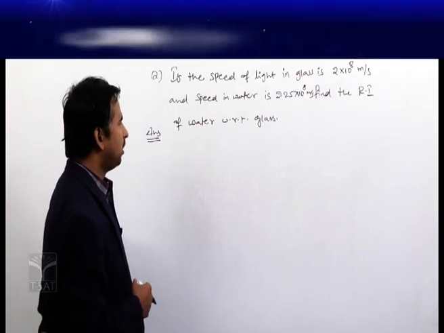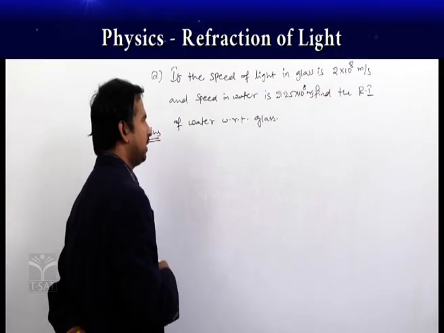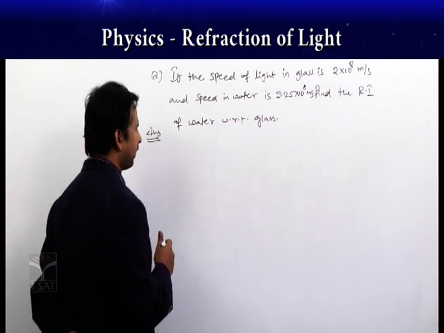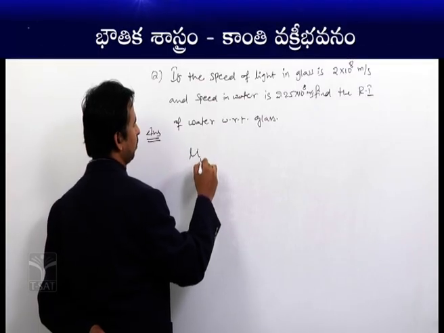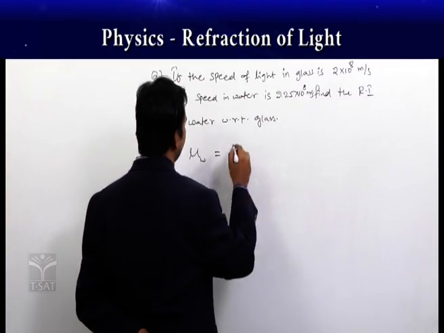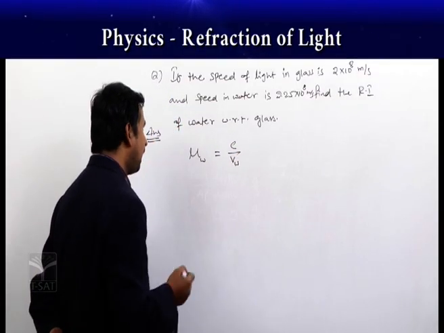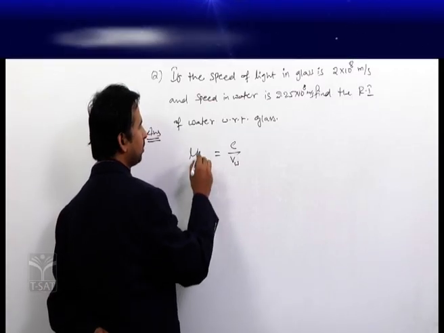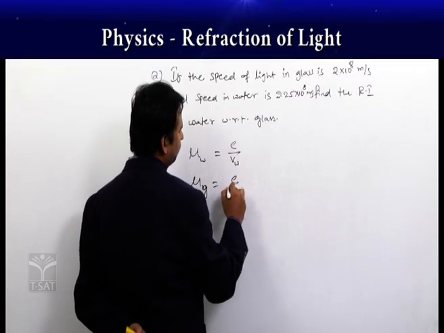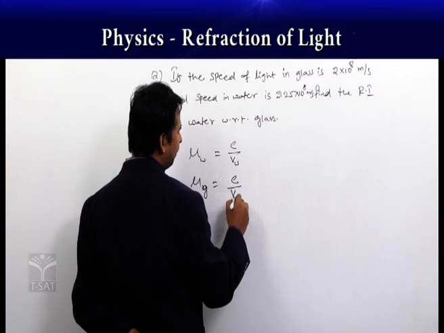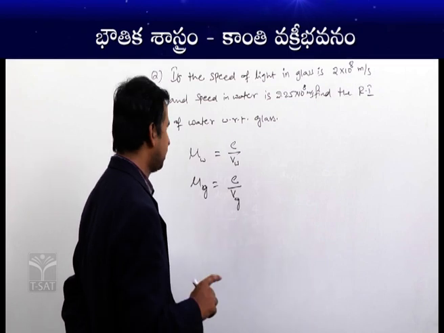Now, as the speed of light in glass is given as 2 into 10 power 8 meter per second, and the speed in water is also given, at first we convert that back into refractive index values. We know that the refractive index of water is equal to C by the velocity or speed of light in that water. In the same way, in case of glass, it is equal to C by the speed of light in that glass.